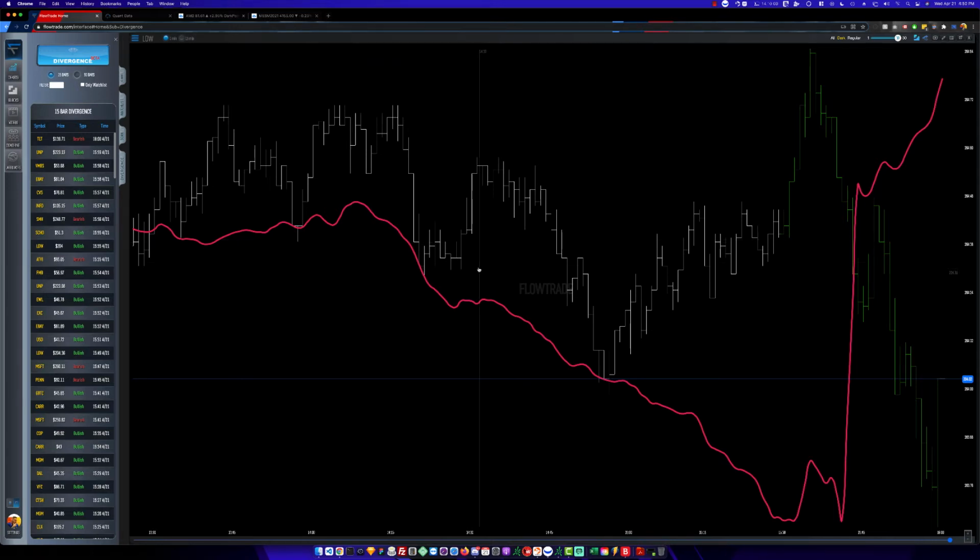Another thing that we can see with the divergence is that I changed my algo color. Typically it's purple. I went ahead and changed it to red so that it's a little easier to see on the screen.